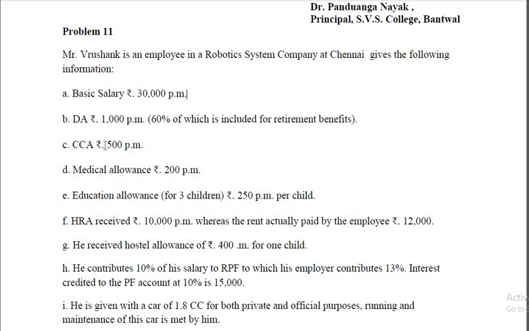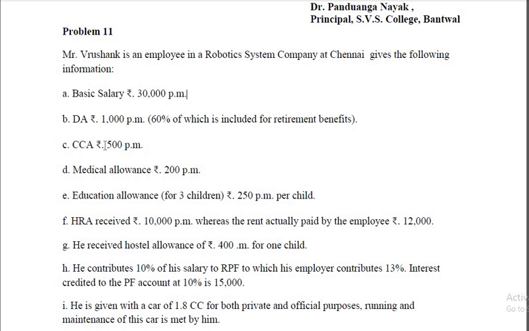Education allowance for 3 children is given, 250 into 3 into 12. But the entire amount is not taxable, not even exempt. So what is exempt out of that? Education allowance is exempt to the extent of rupees 100 per child for 2 children. That means 100 into 2 into 12. So that way you have to calculate the exemption. The difference is taxable. HRA received is 10,000 per month, whereas the rent actually paid by the employee is 12,000.